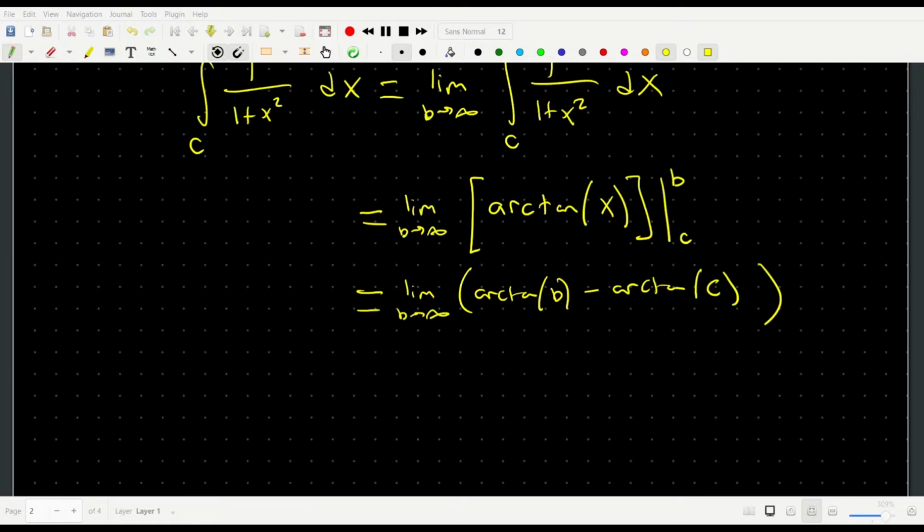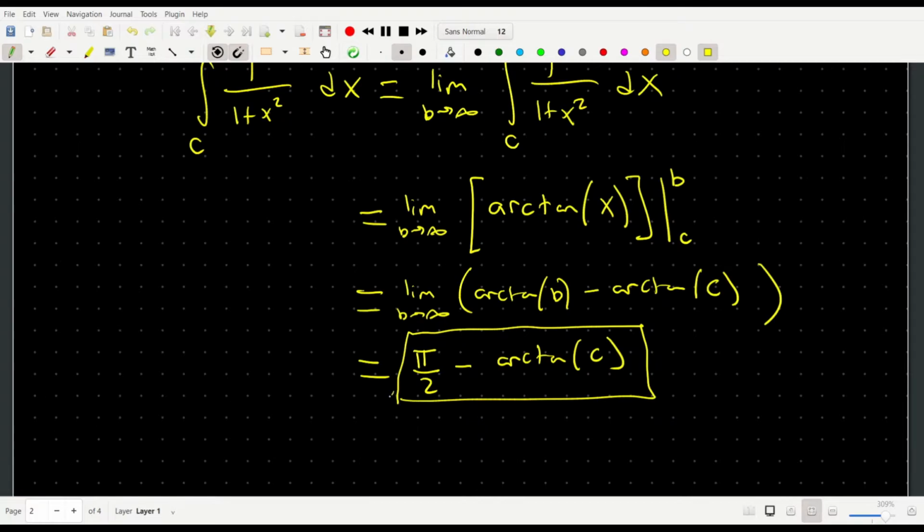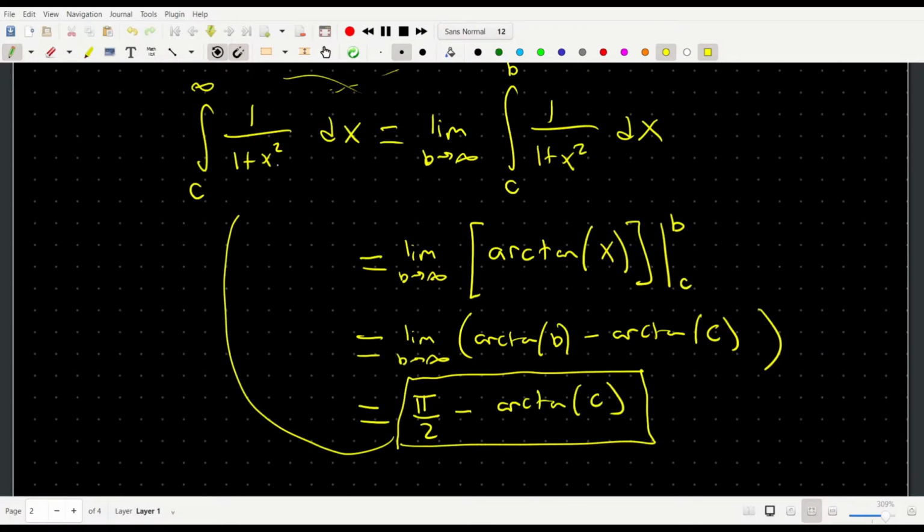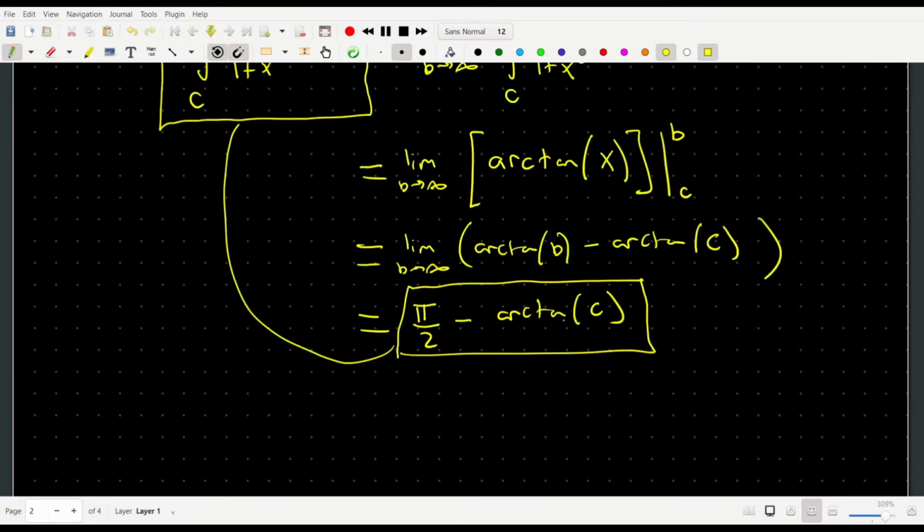And now we're done with the first part here, which is doing our definite integral from c to b. We now need to evaluate this limit, the limit as b goes to infinity, of the arctangent function. And if you remember the inverse tangent function, you should remember that this limit is exactly pi over 2. So the answer for this integral that we get from c to infinity is pi over 2 minus arctangent of c. And this gives us the value of this first part of the integral that we're looking for.